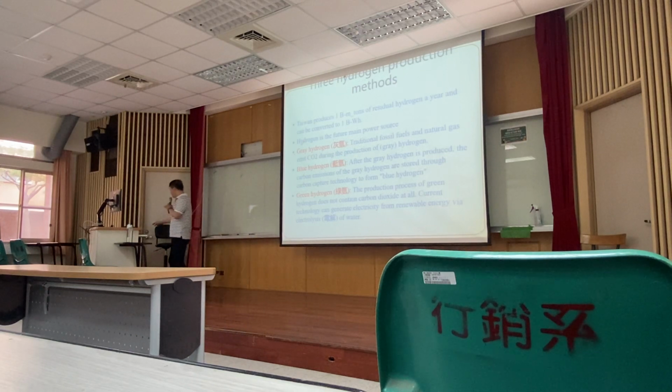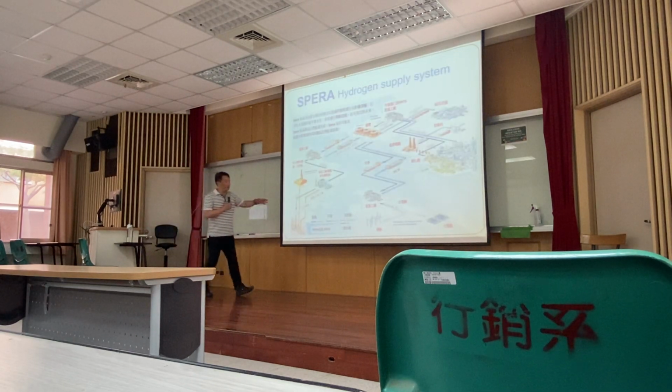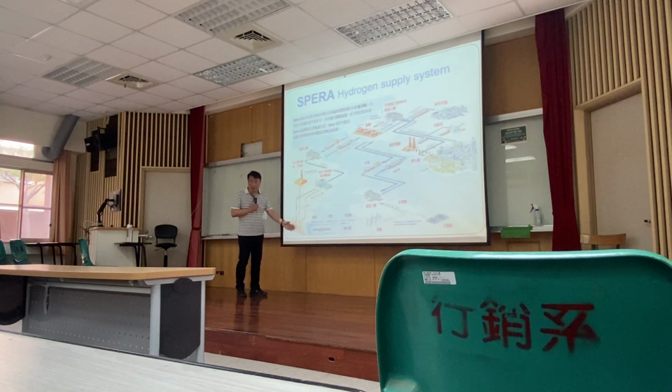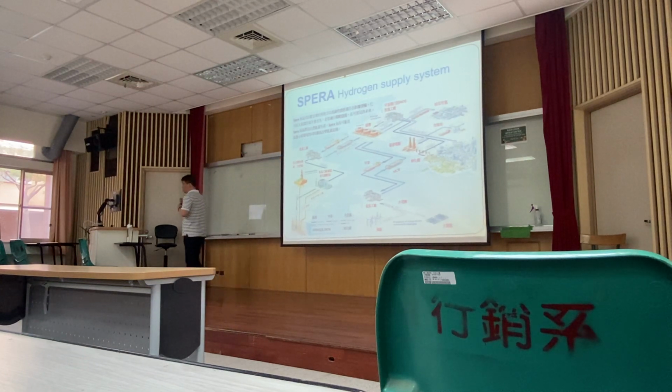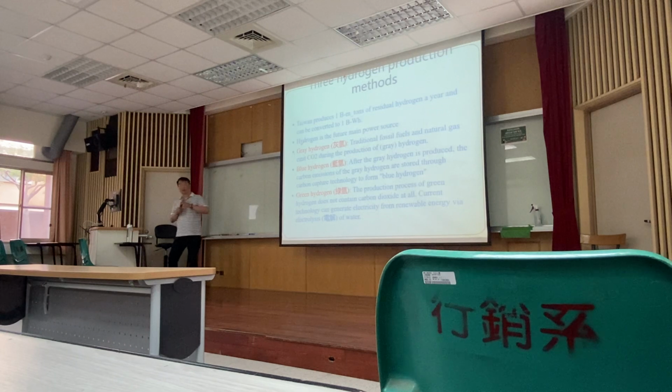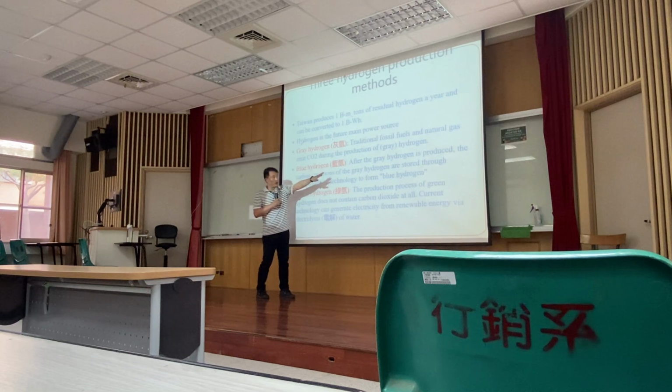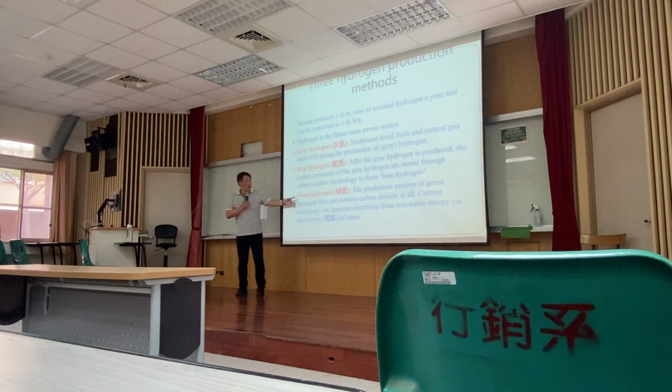But if, when we separate the hydrogen and the carbon dioxide, we can segregate or store the carbon dioxide somewhere, then the hydrogen is called blue hydrogen. Okay, it is called blue hydrogen. So after we get the gray hydrogen, and the carbon dioxide can be stored, it becomes blue hydrogen. How about green hydrogen?